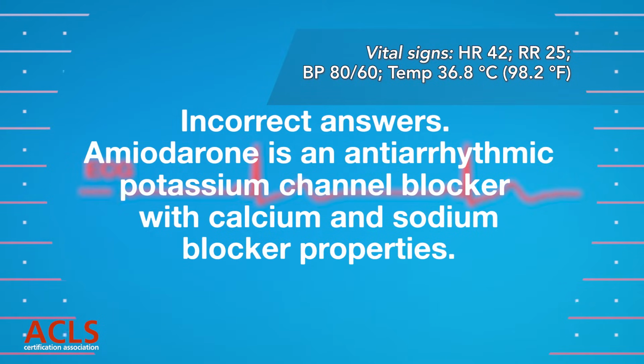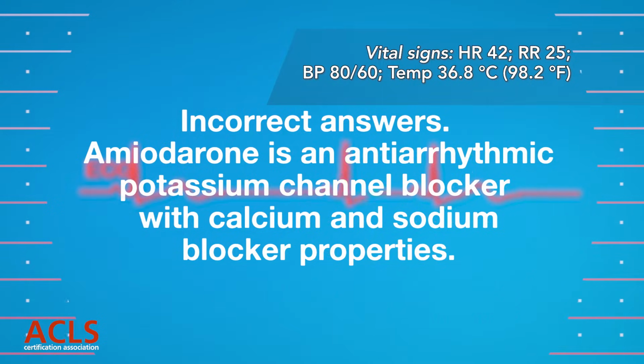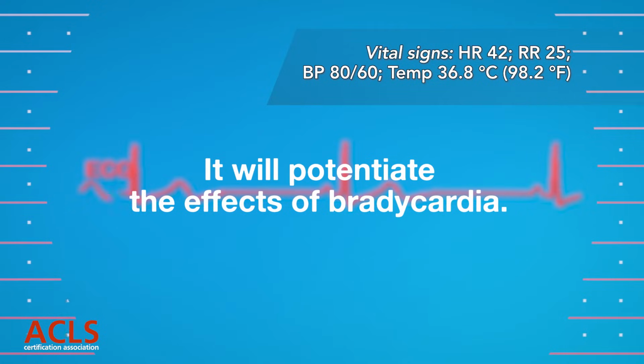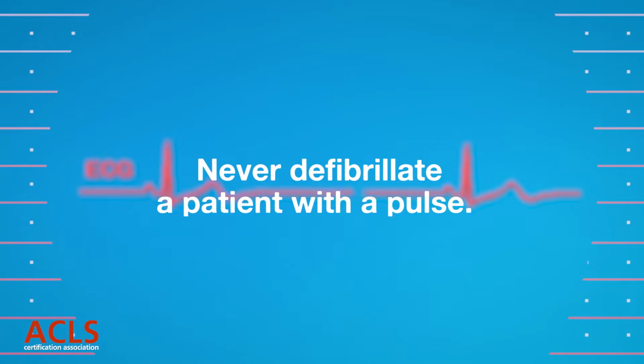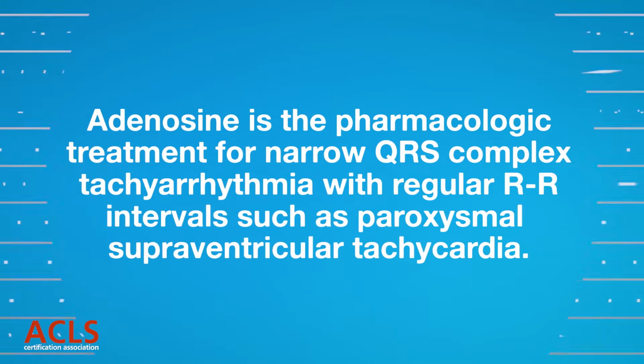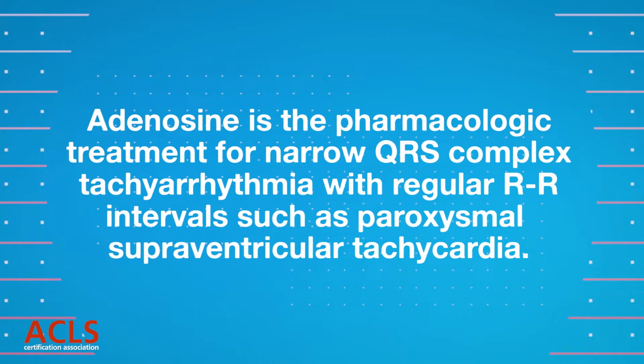Incorrect answers: amiodarone is an antiarrhythmic potassium channel blocker with calcium and sodium blocker properties. It will potentiate the effects of bradycardia. Never defibrillate a patient with a pulse. Adenosine is the pharmacologic treatment for narrow QRS complex tachyarrhythmia with regular RR intervals, such as paroxysmal supraventricular tachycardia.